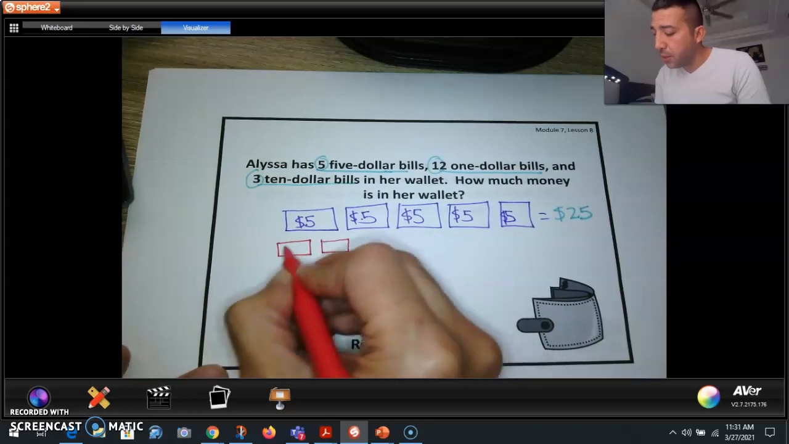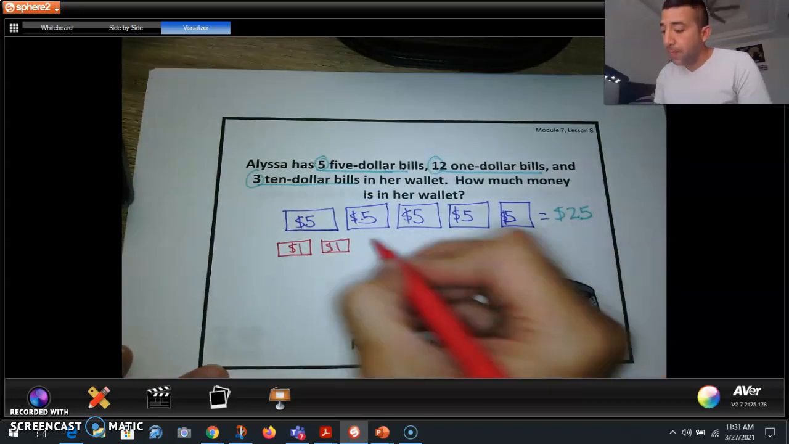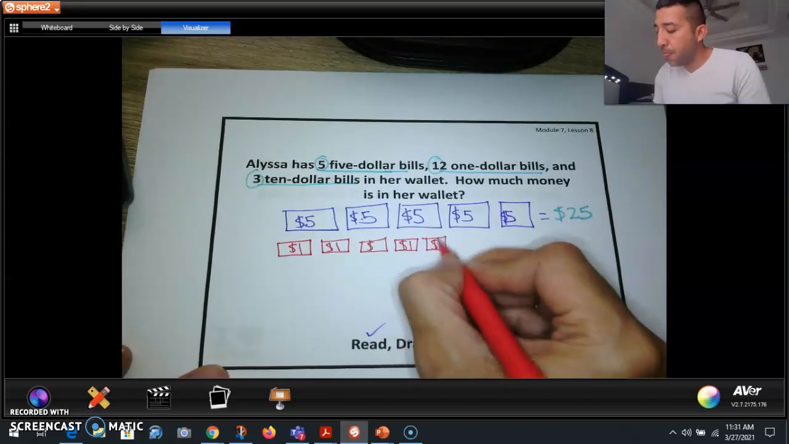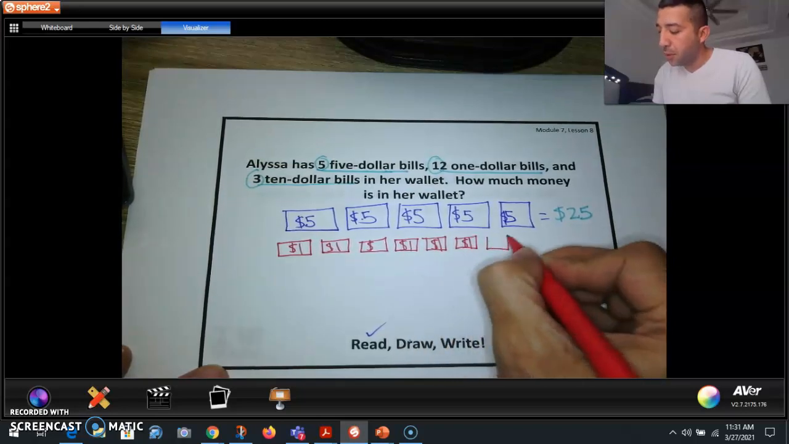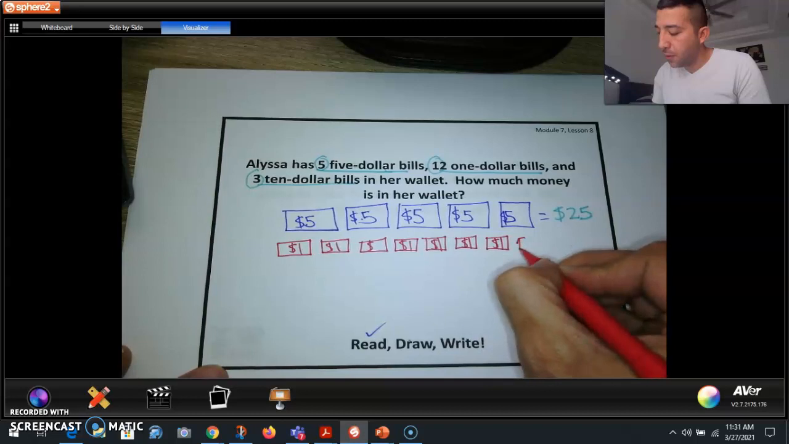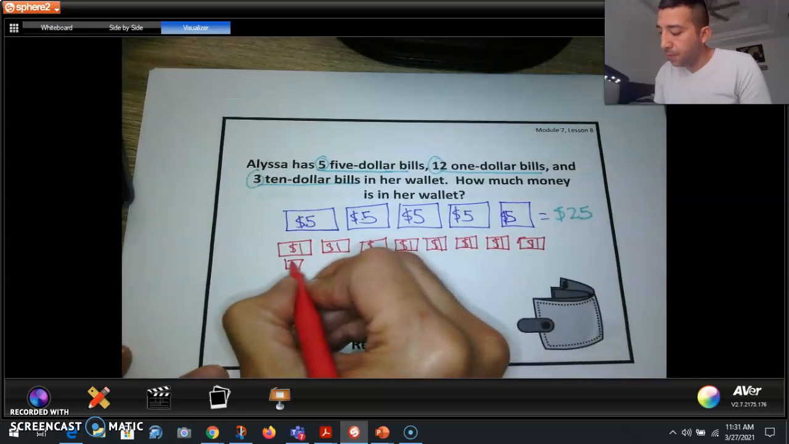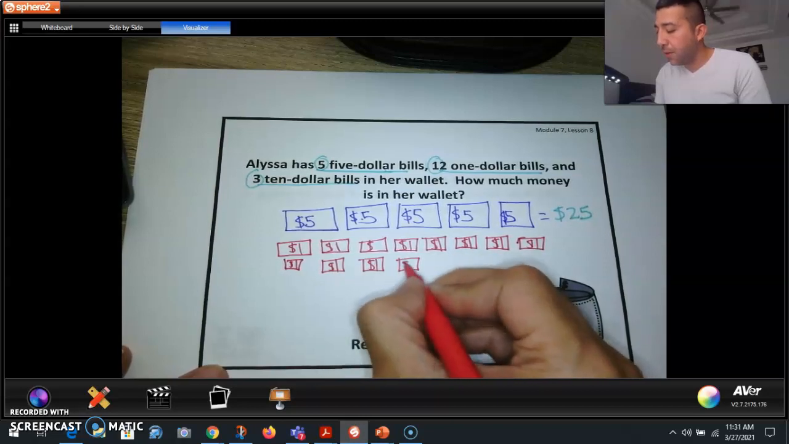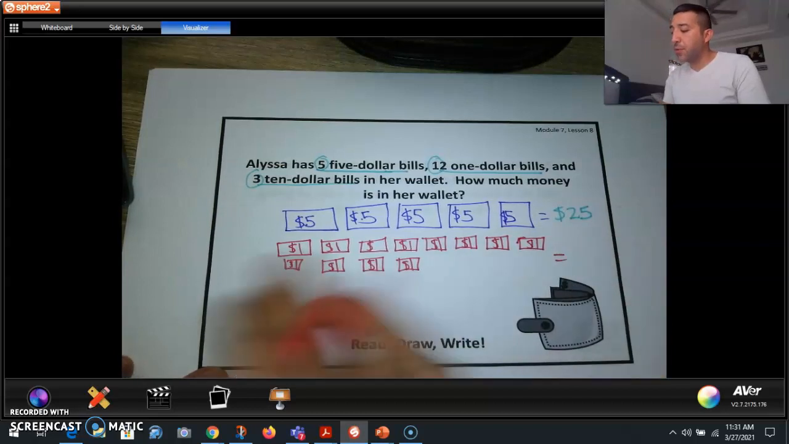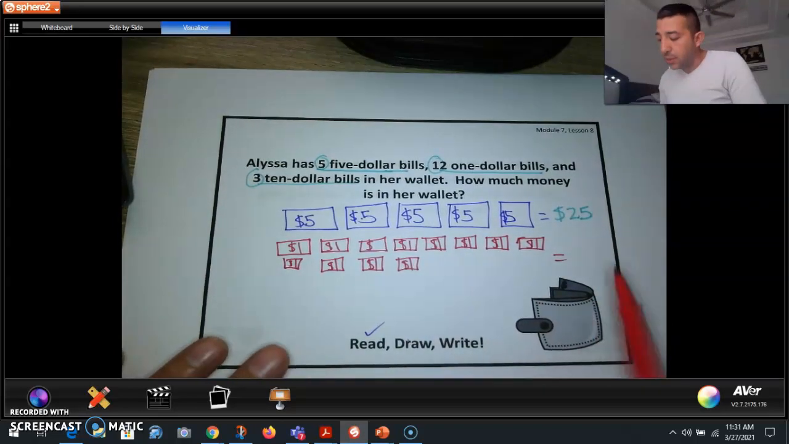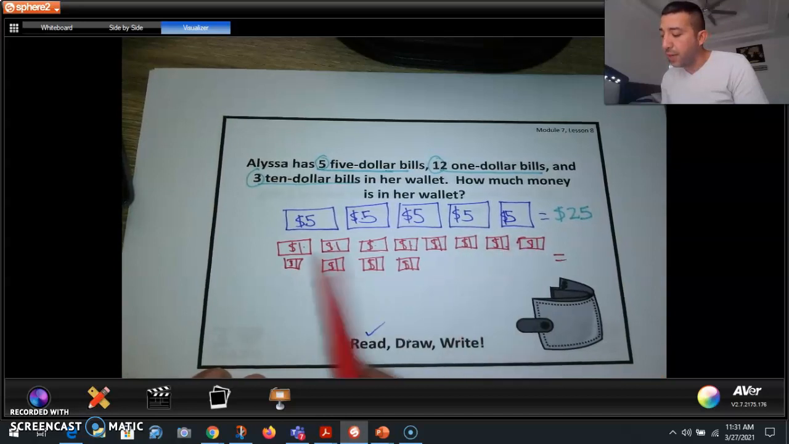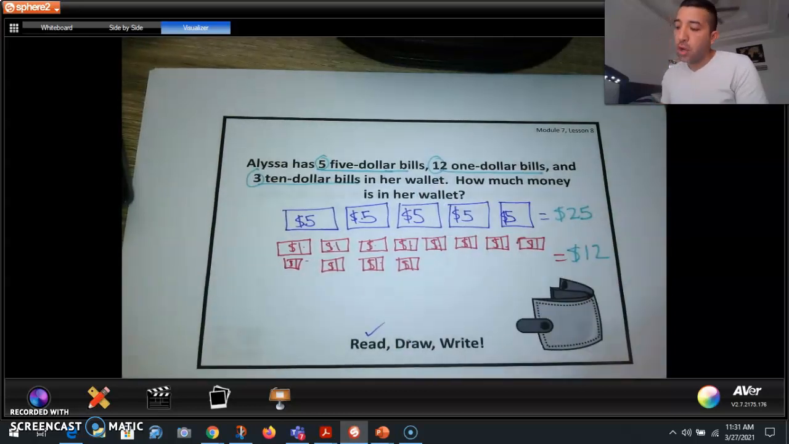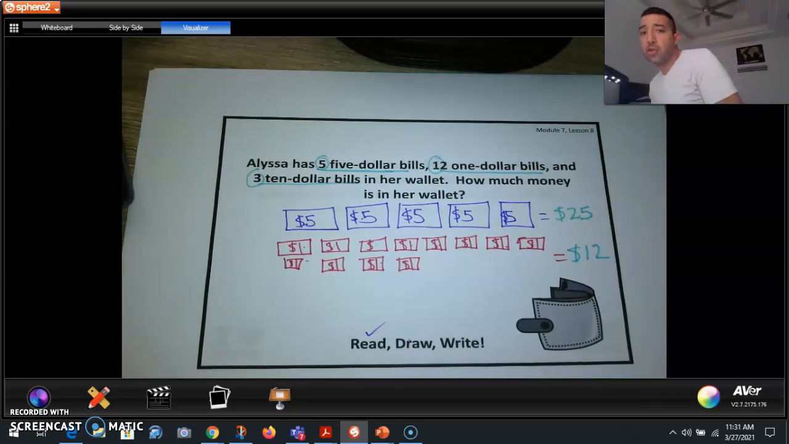So 1, 2, 3, 4, 5, 6, 7, 8, 9, 10, 11, 12. So we know, boys and girls, that 12 $1 bills is 1, 2, 3, 4, 5, 6, 7, 8, 9, 10, 11, 12. So it is $12, boys and girls. 12 $1 bills is equal to $12.